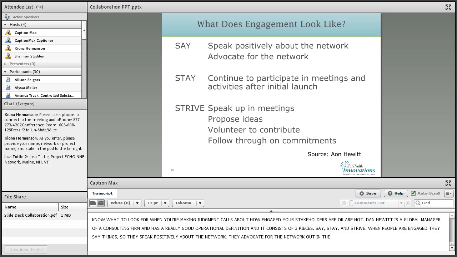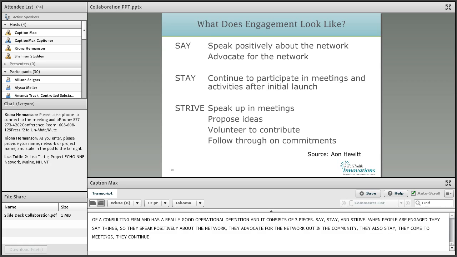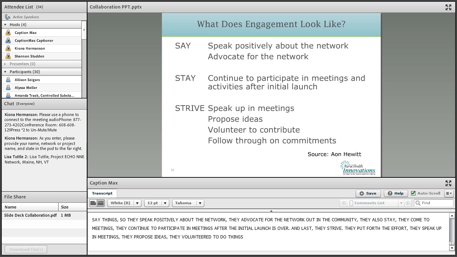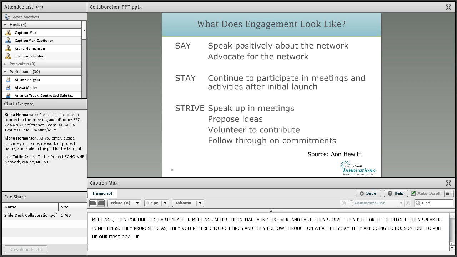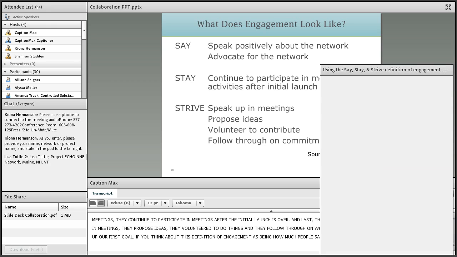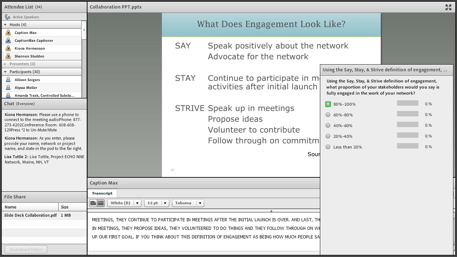Aon Hewitt is a global management consulting firm, and they have a really good operational definition of engagement, and it consists of three pieces: say, stay, and strive. When people are engaged, they say things, so they speak positively about the network, they advocate for the network out in the community. They also stay, they come to meetings, they continue to participate in meetings after the initial launch is over. And last, they strive. They put forth effort. They speak up in meetings, they propose ideas, they volunteer to do things, and they follow through on what they say they're going to do.